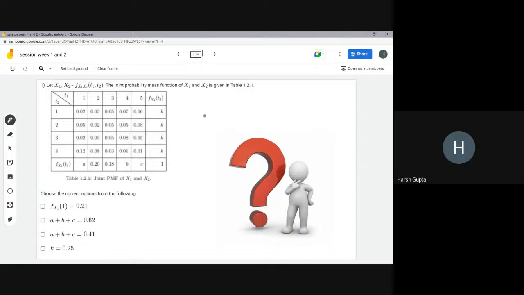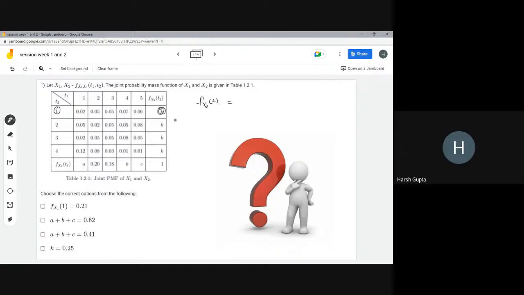Now we again have a table question. It is a bit different from the previous question, but it is a table question. So now we can find the value of K. Can anyone tell me the value of K? This is the marginal probability that X2 is 1. This is basically f of X2 equals 1. Is it right?